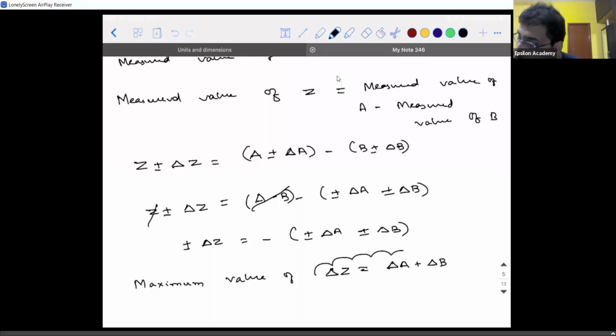So whether you're trying to find the combination of errors for sum or difference, the maximum error you're going to find in the final output is always the sum of the errors in both the physical quantities. It is an important point worth noting.